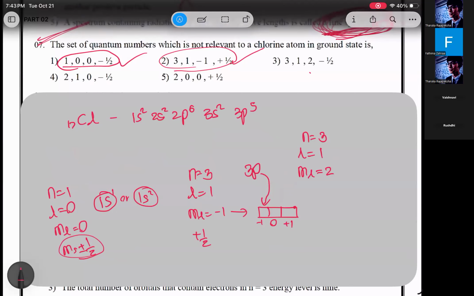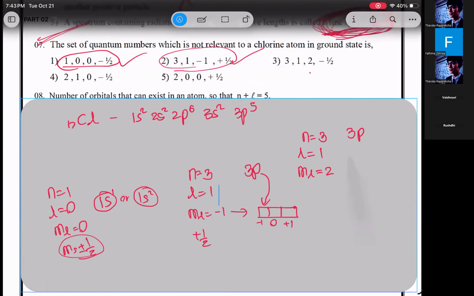Look, when n equals 3, L equals 1, that means they are talking about a 3p electron, right? But it doesn't have M sub L plus 2. It only has minus 1, 0 and plus 1, if it is a p orbital. Remember, if it is a p sub-energy level, then it only contains minus 1, 0, plus 1. If in case they gave 2 here, then this one is correct.